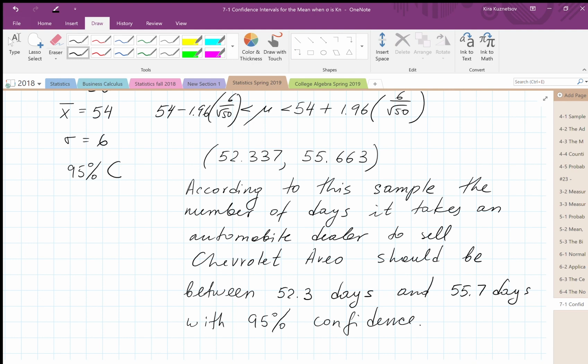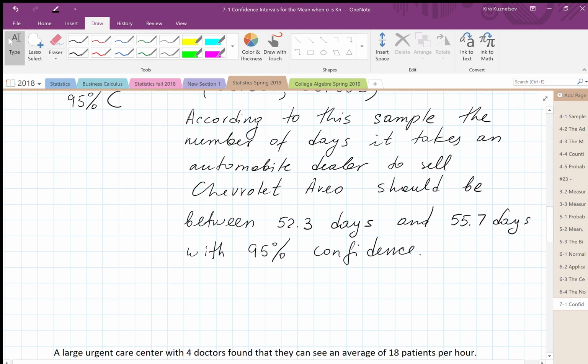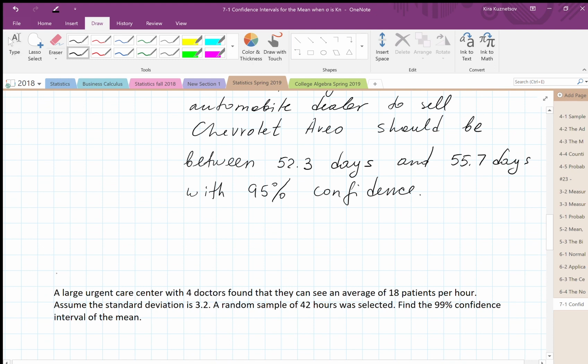I just want to finish the next couple of examples that are in 7.1, but then you'll notice that as we move through the chapter, the problems will start to look similar. So let's move to the next example, 7-2.